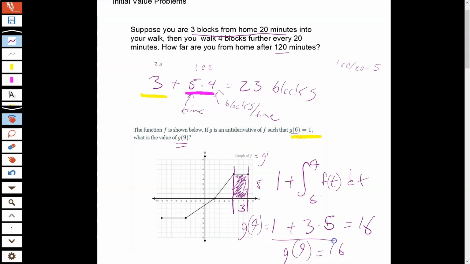Look at how similar this looks to this, right? It's the same problem. So the change is represented by the integral, and the initial value is given to us. That's why these are called initial value problems. So this allows us to figure out, for example, the distance we travel at a certain time, even if we don't know the distance function, which is pretty cool.